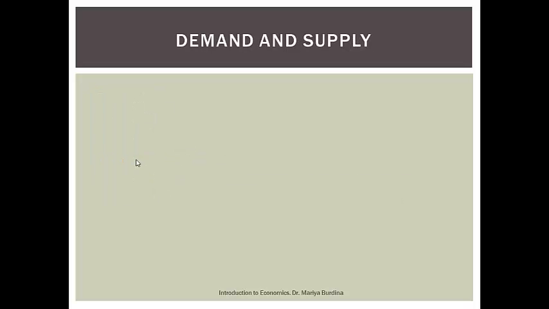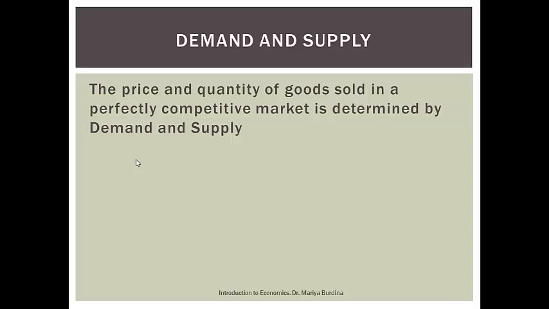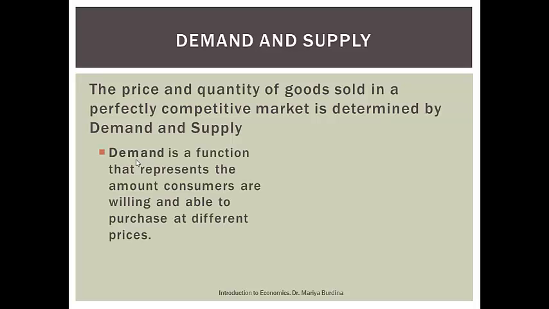What represents the market is the demand and supply. So we're going to look at how the demand and supply are going to tell us what price is going to be existing in the market. So we say that the price and the quantity of goods that is being sold in a perfectly competitive market is going to be determined by demand and supply.